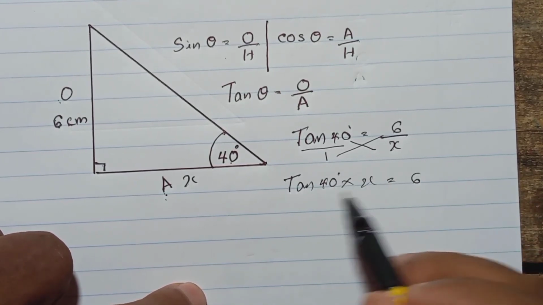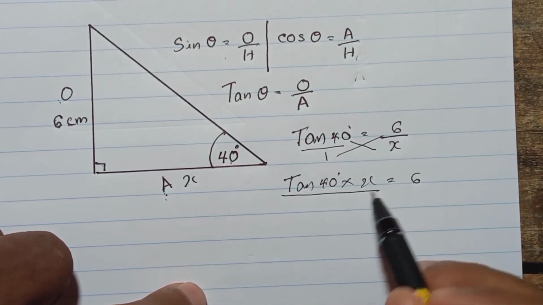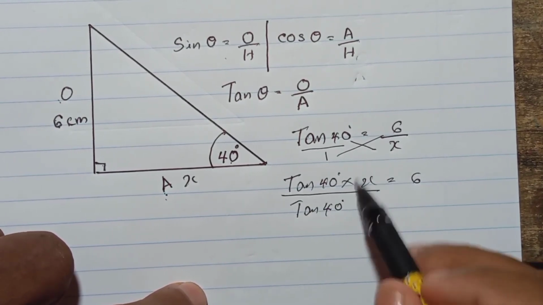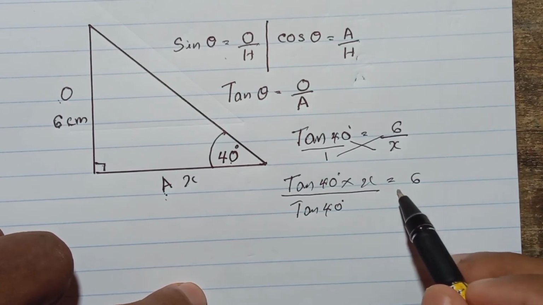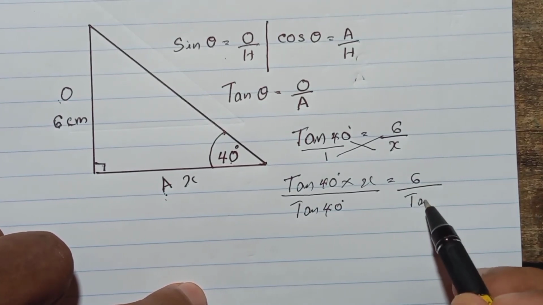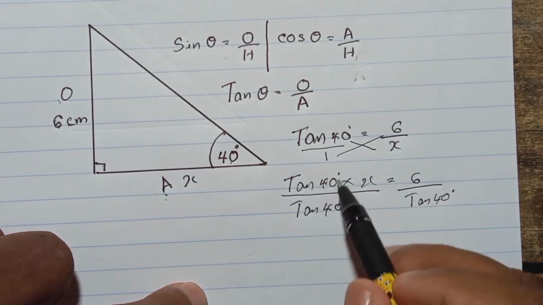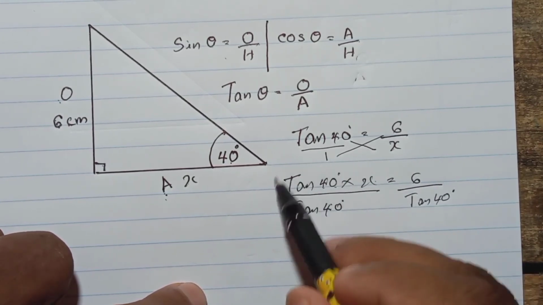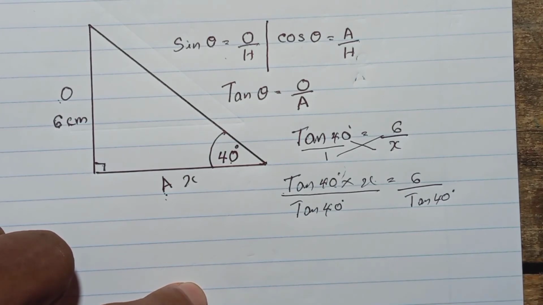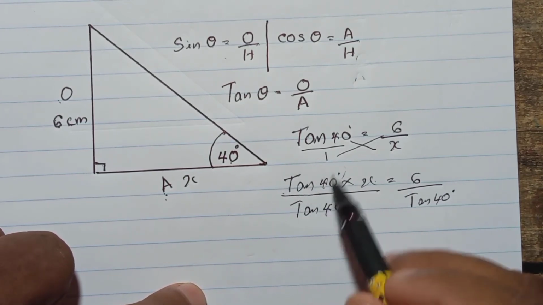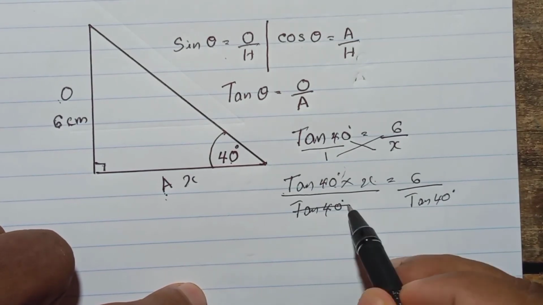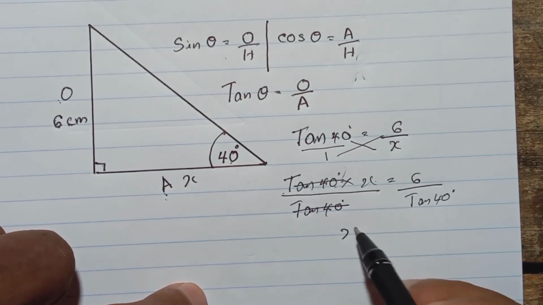Now we need to get x, so divide both sides by tan 40 degree, because we need to keep only x here, to find x. Here also divide by tan 40 degree. We can divide by this, because tan 40 into x, after all, is a value. Keep in mind, that's why we divide both sides by this. Now this tan 40 cancels. Here we will have just x.